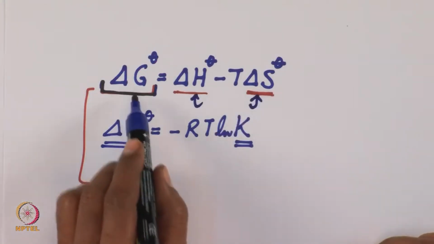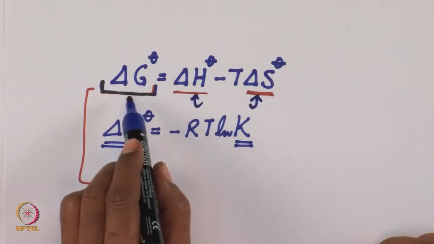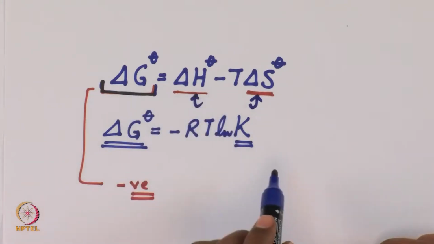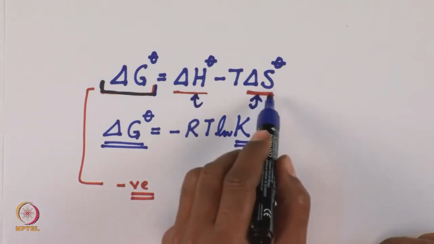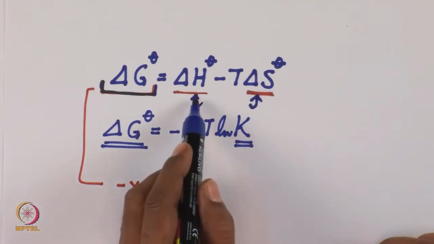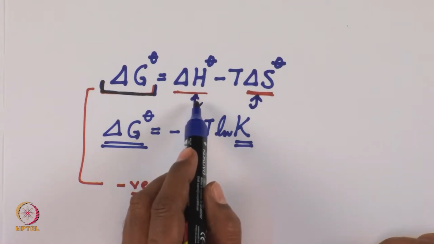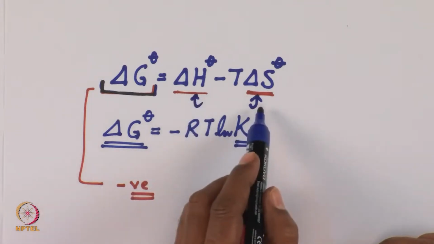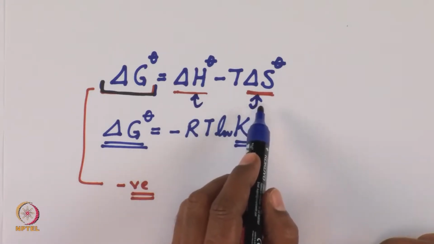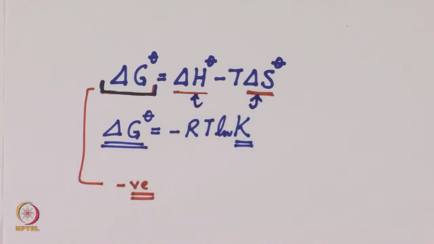If we want to have a more negative value of delta G naught, delta H naught, if it is more negative, that will support, and if delta S naught also becomes more positive, that will also support. That means the binding affinity can be engineered either by making the interaction more exothermic or by a combination of exothermicity and a lot of entropy generation. And let us discuss a bit more about that.